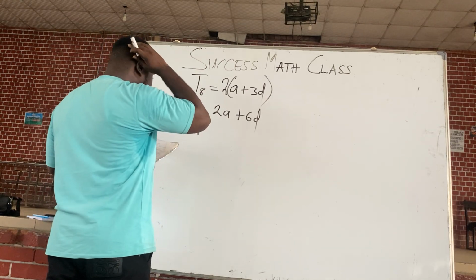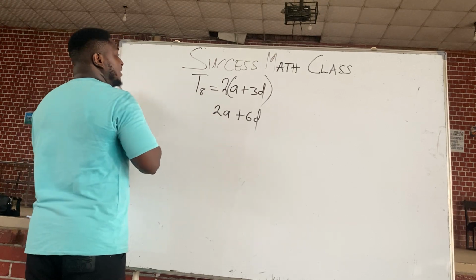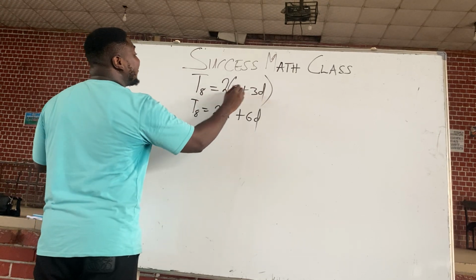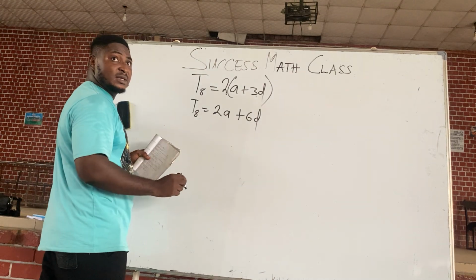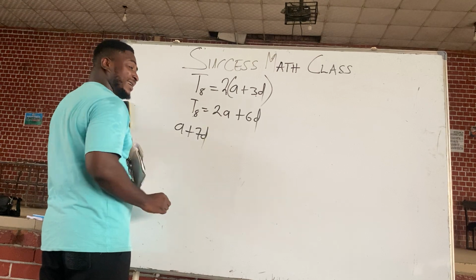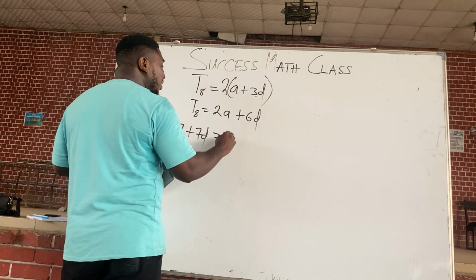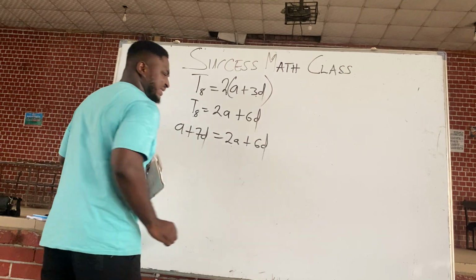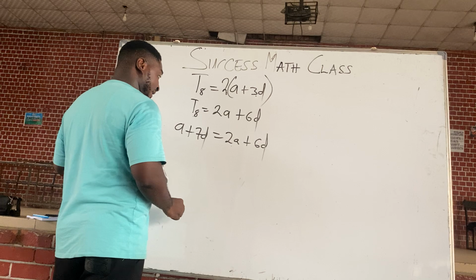So class, the 8th term, T8, is what? It's twice the 4th term. That's 2 times (A plus 3D), that's 2A plus 6D. But class, the 8th term on its own can be written as A plus 7D. Did you agree? It means that A plus 7D equals 2A plus 6D.